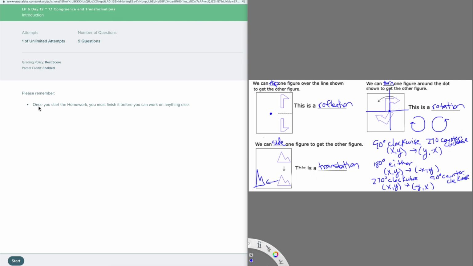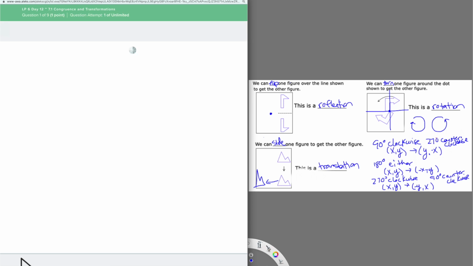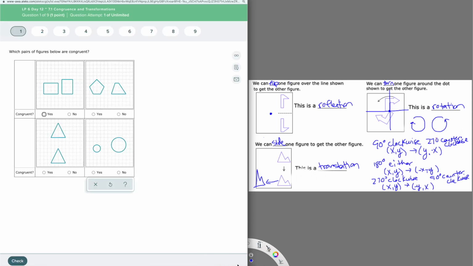Down here it says, please remember once you start your homework, you must finish it before you can work on anything else. So if I click start, what this means is down here in the bottom right corner, you will see the submit assignment button. I know I don't see it on my teacher preview here, but you will see it on your student screen. So before you close this screen or close your computer, you click submit assignment. Otherwise, Alex is going to assume that you want to leave this attempt open, and it's going to lock you out of all of your other assignments.